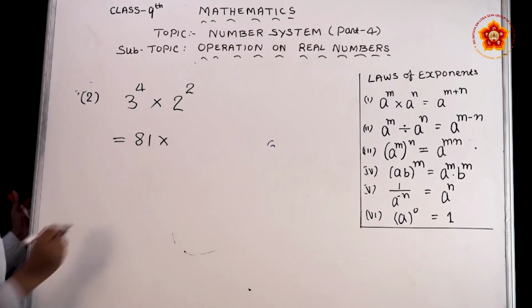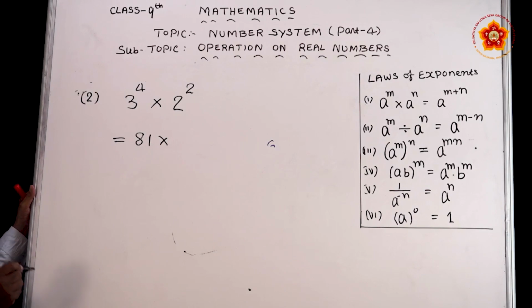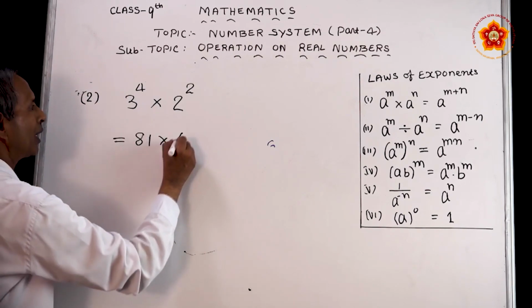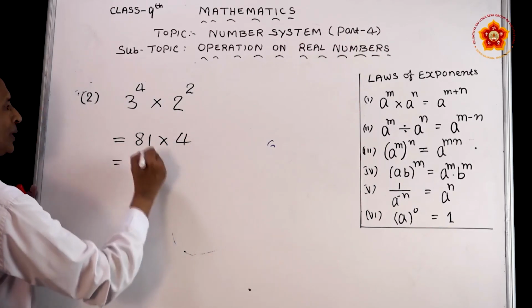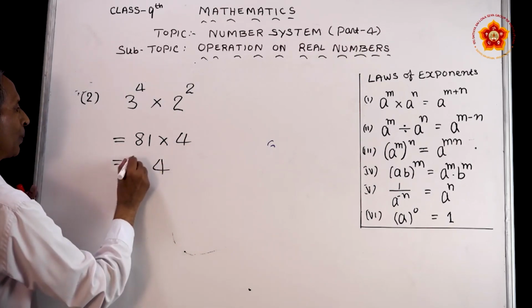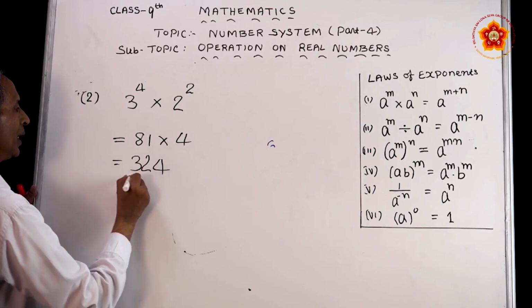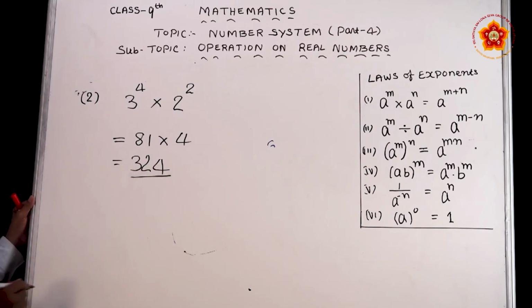Similarly, 2 raised to the power of 2 becomes 2 into 2. The answer is 4. I will write 4 here. Now multiply. 4 ones are 4, 4 eights are 32. The resulting answer is 324, which is the solution for this problem.